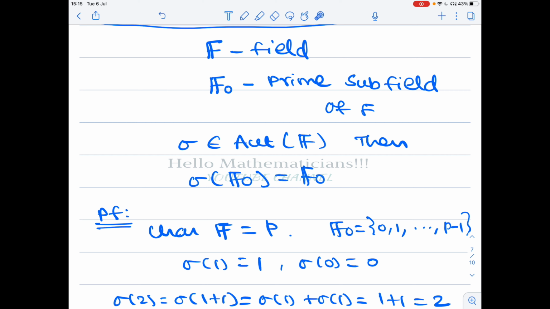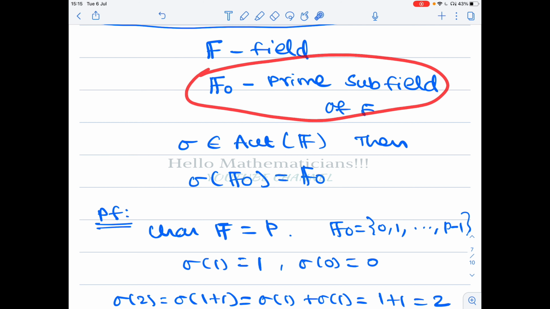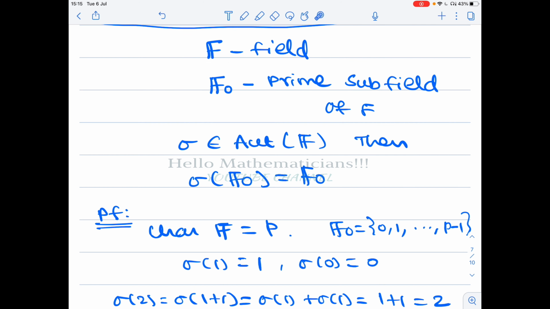So for those problems, the result that we're going to see is very important. Let F be a field, and F naught be the prime subfield of F. In particular, if F has finite characteristic P, then F naught will be ZP. If F has characteristic 0, then F naught will be Q. That's what we saw.